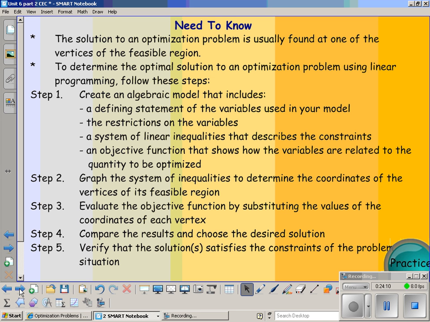Step 2 would be to graph the system of inequalities and determine the coordinates of the vertices of the feasible region. Step 3 would be to use the vertices and evaluate the objective function. Step 4 would be to compare the results and choose the desired solution. And step 5 would be to verify that the solution satisfies the constraints of the problem.